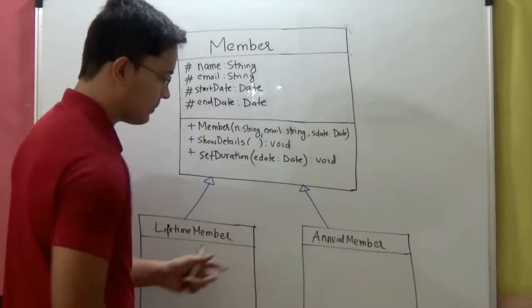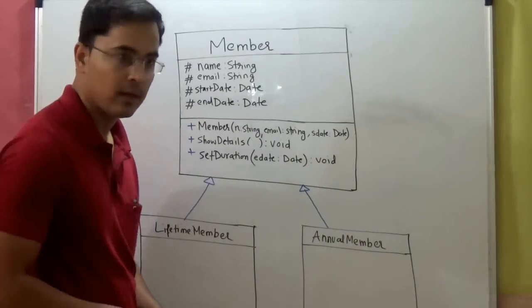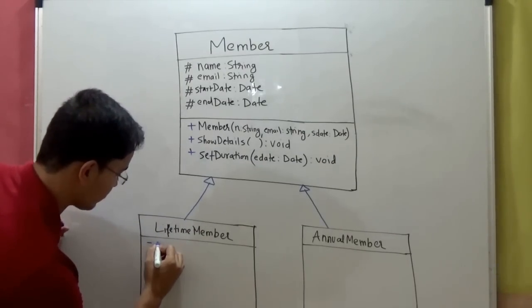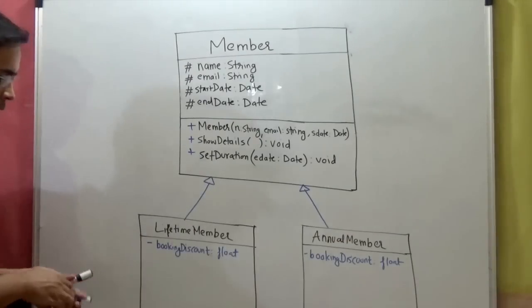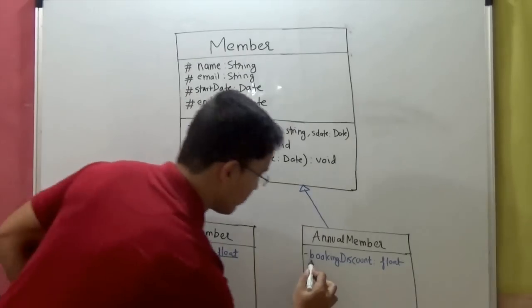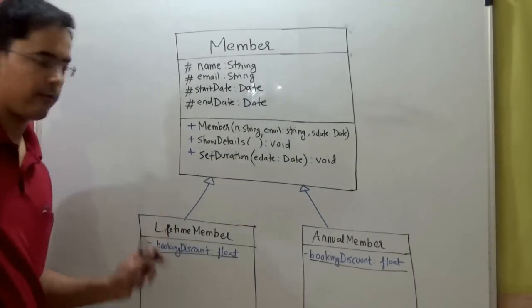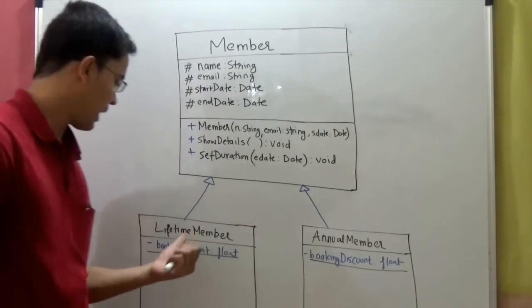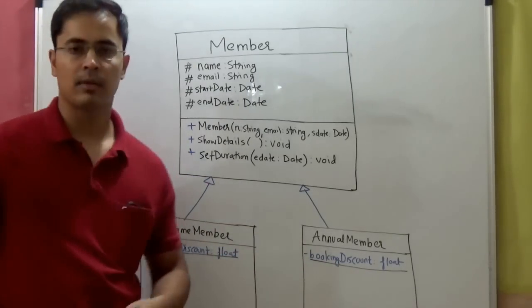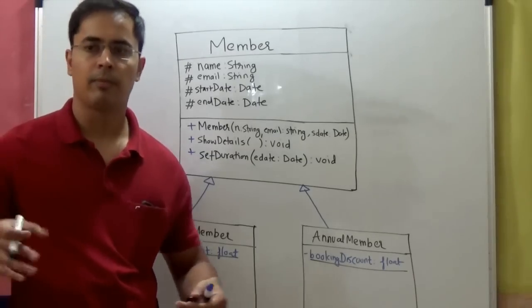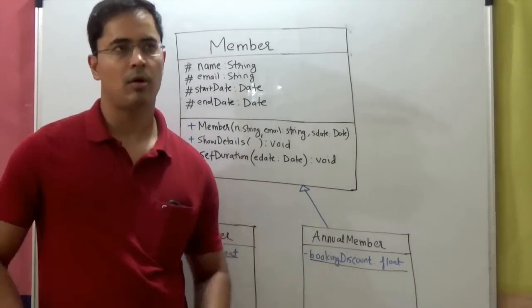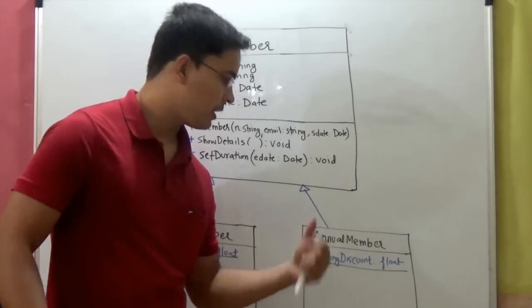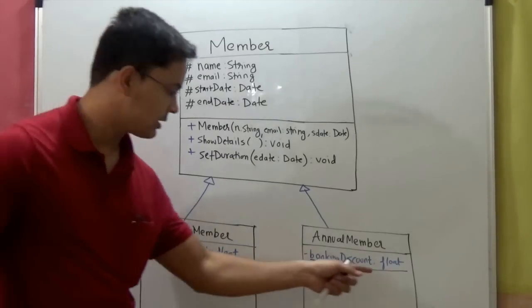Apart from that, these lifetime member and annual member will have another data member called, let's say, private booking discount. I want to make this static because it will be the same value for all the objects of type lifetime member or annual member. This is basically, we want to give extra booking discount for annual members and lifetime members. Let's say for lifetime members, that discount will be about 50% on each booking. For annual member, it will be about 20% for each booking. So we'll set that, and that value will be shared by all the objects of annual member class and all the objects of lifetime member class. That's why it's a static data member.